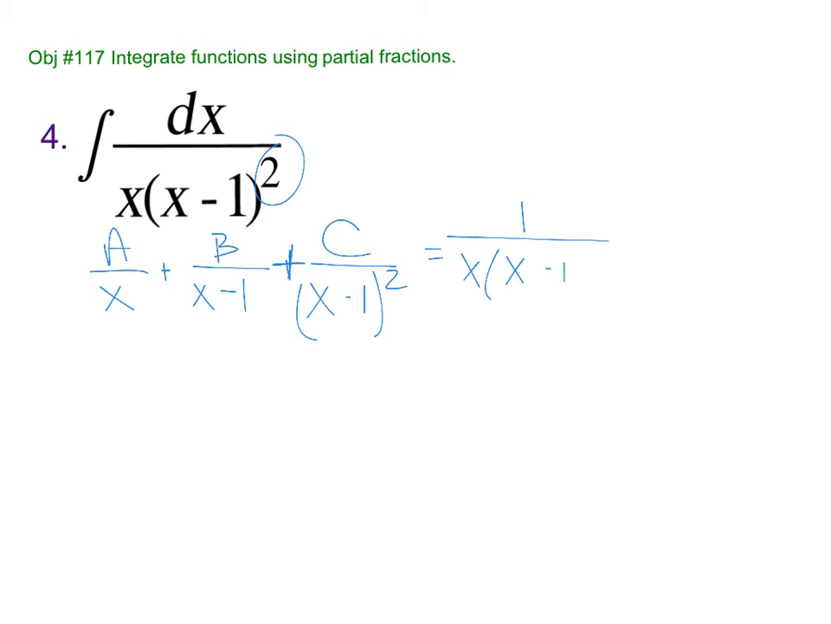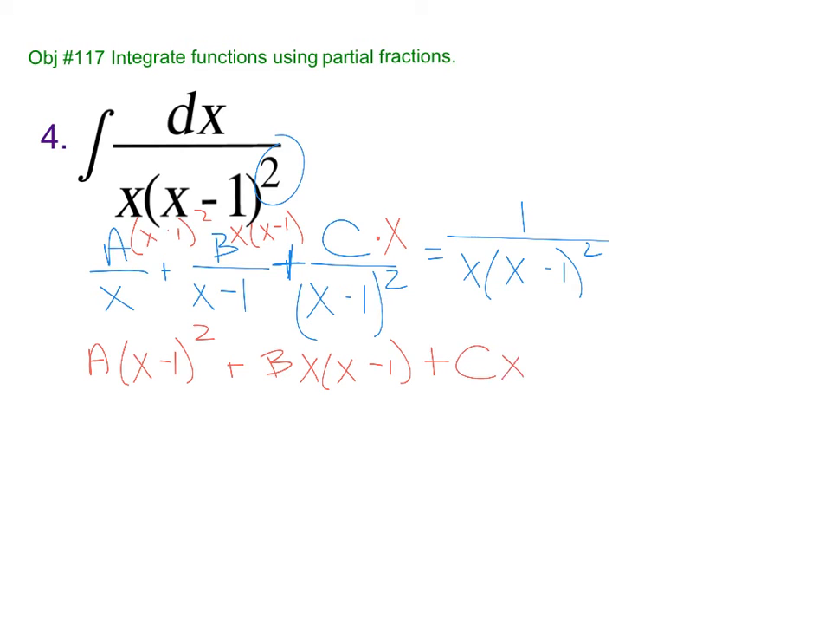All right, so this one's more complicated because this A, we're multiplying times (x minus 1) squared. B, we're multiplying times (x minus 1), because remember, we're finding a common denominator. And the last one, this C, is just x. So we have A(x minus 1) squared plus B(x minus 1) plus Cx equals 1.